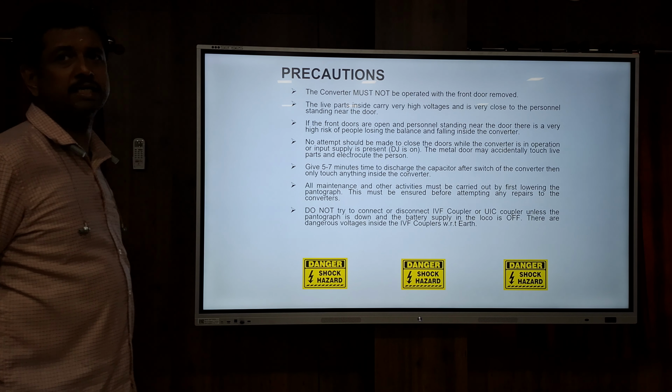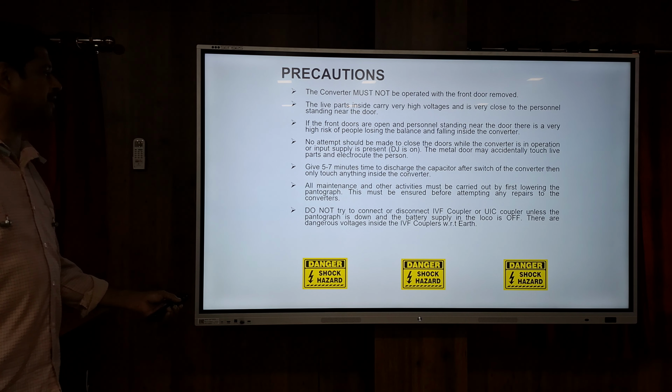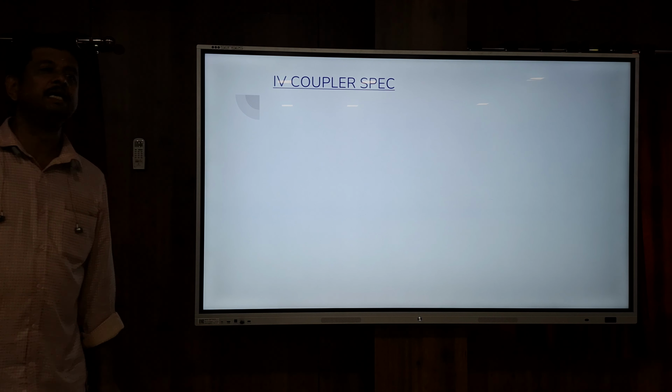this IV coupler or UAC coupler unless the pantograph is down and the battery supply in the loco is off. There are dangerous voltages inside the coupler with respect to earth. There are cases where contract staff or railway staff operating the coupler were unaware that supply was there, and they directly connected the IV coupler.